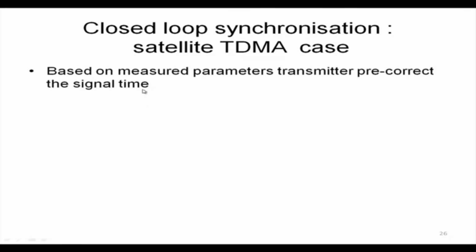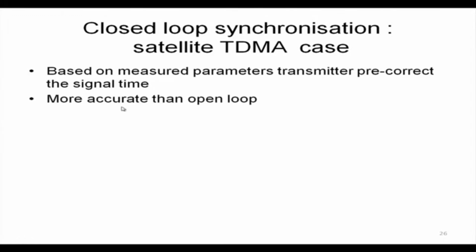Let us go to closed loop synchronization. Let us take a case of TDMA. TDMA is the best example for that. So, we will go a little more deeper into whatever we have earlier discussed about TDMA synchronization. Let us see. Now, it is based on the measured parameter of the transmitter, and then pre-correct the transmit time, pre-correct the signal time for the transmitter.